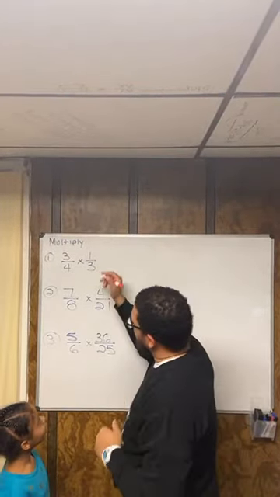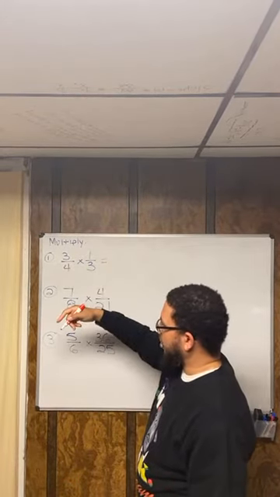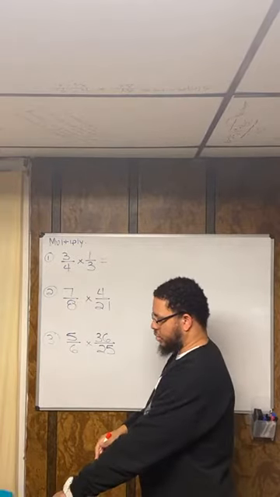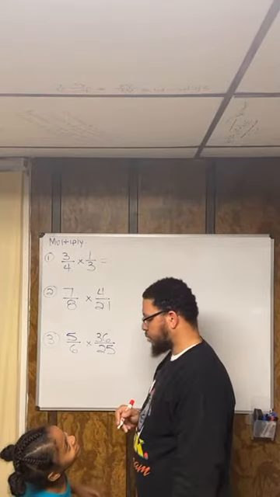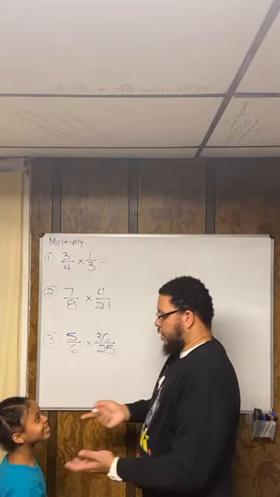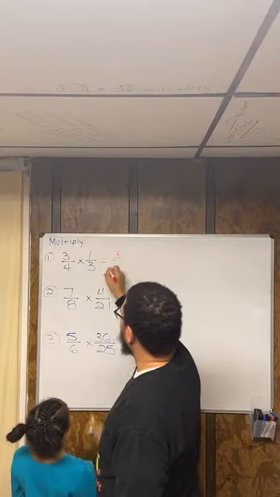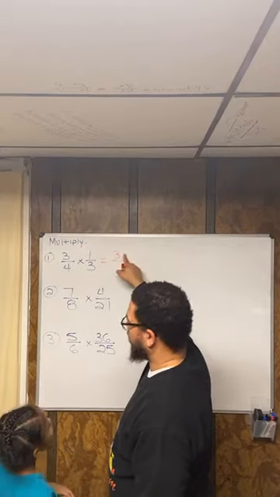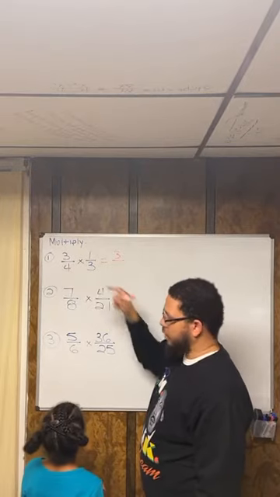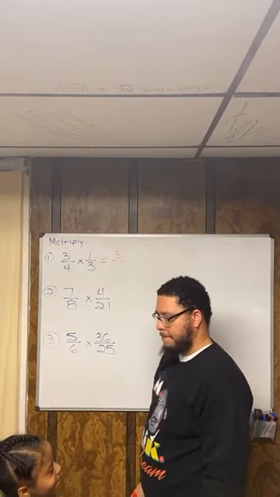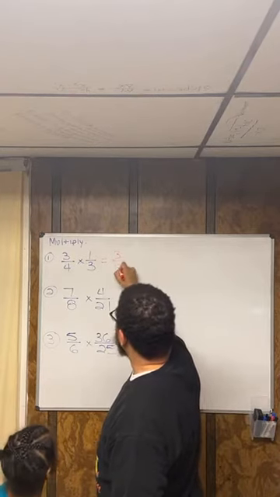All right, so now we're going to multiply straight across. Now, Assata, tell me what 3 times 1 is. It's 3, because anything times 1 is that number. So that means our numerator in our product, and the product is what we call the answer in a multiplication problem, is going to be 3. Now we need to multiply the denominators. So what's 4 times 3? 12. Boom. So that's going to be our denominator.